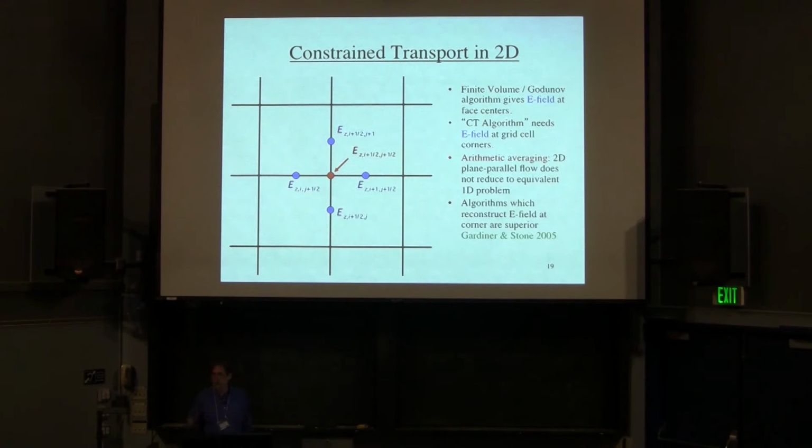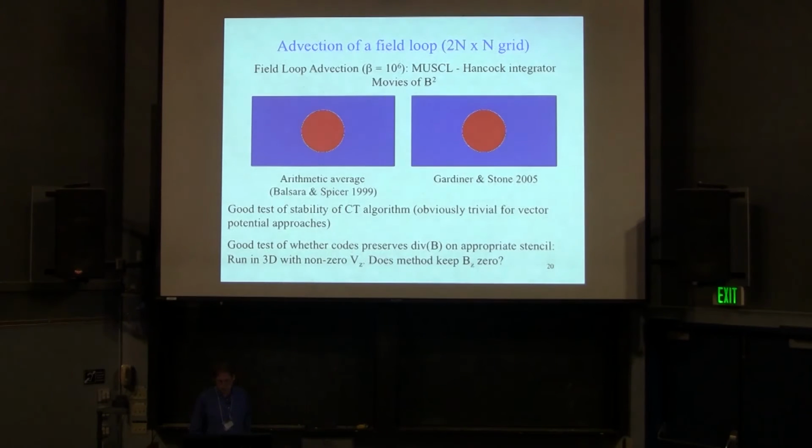Something special is needed to make the electric field at the corner. And a way to see that is to do this advection of a field loop test. Just take a loop of magnetic field, solve an advection problem, and make this magnetic field extremely weak, so the ratio of gas pressure to magnetic pressure is 1,000,000, and then just advect. So this is not going to evolve magnetically. The field is so weak, it's just a passive quantity that follows the fluid.